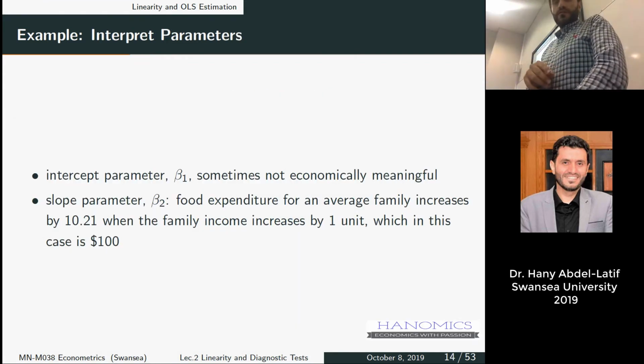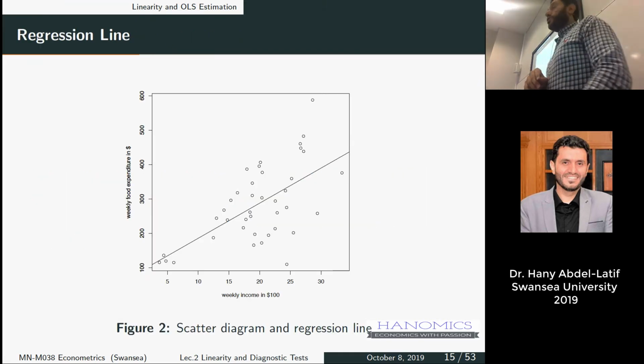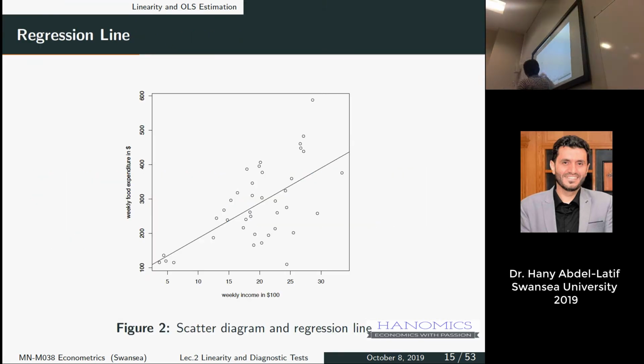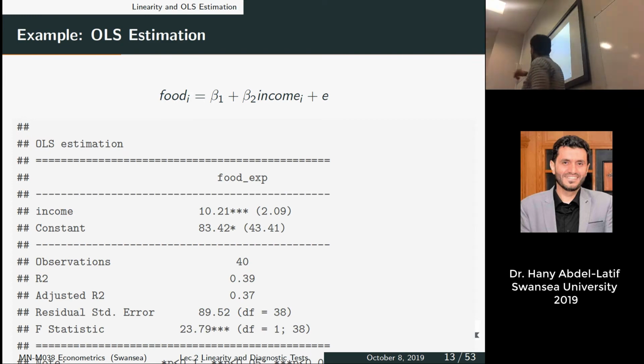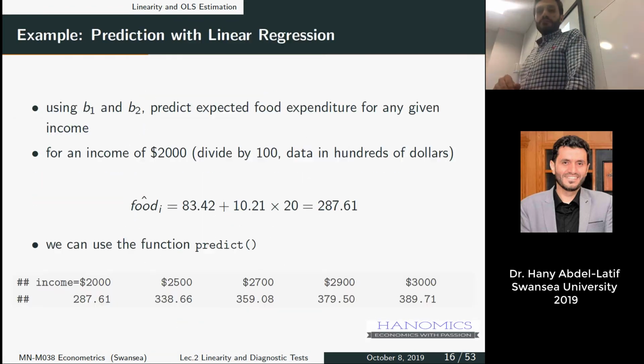This is just the interpretation of the parameter which we just said. If you want to plot the same graph, including the regression line, we'll try to do it. The intercept and the slope of this line should be how much? That's the slope, what we estimate as beta 2. So this is a very simple regression line, and we could use it to predict how much an individual or household would spend on food if we know their income level.